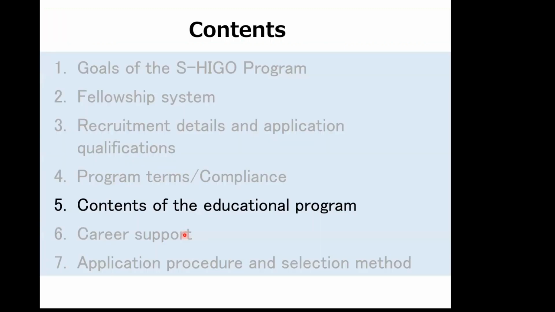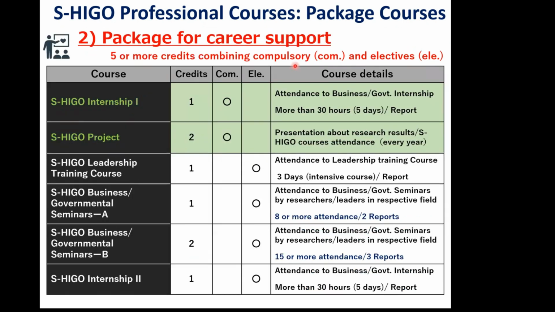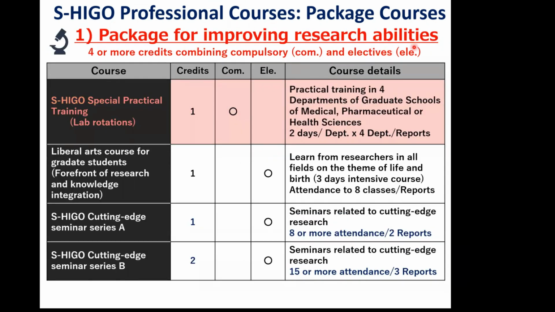Okay. Now I'll go to the contents of the educational program. Not only do we provide financial support, we also provide educational support. Here we have 2 packages, and you will have to take 4 or more credits from both packages. One package is for improving research abilities, and the second package is for career support. First, I will go to the package for improving research abilities. Here we have a compulsory course. This COM.DOT is a compulsory course, and ELET.DOT is elective courses.